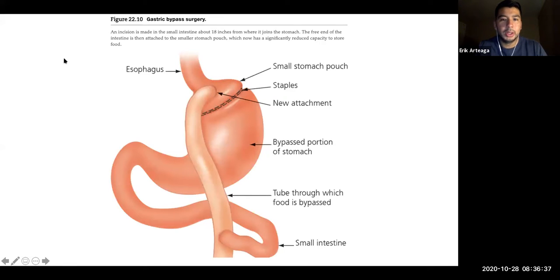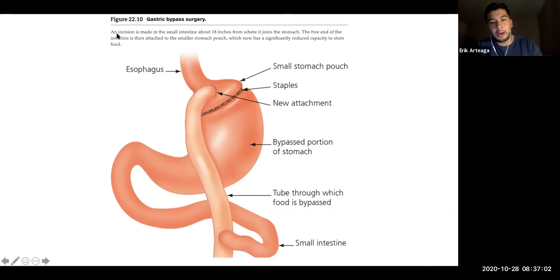All right. So gastric bypass surgery. So these are types of surgery. An incision is made in the small intestine about 18 inches from where it joins the stomach. The free end of the intestine is then attached to the smaller stomach pouch, which now has a significantly reduced capacity to store food. So there's a few different methods of weight loss surgeries that they can perform.